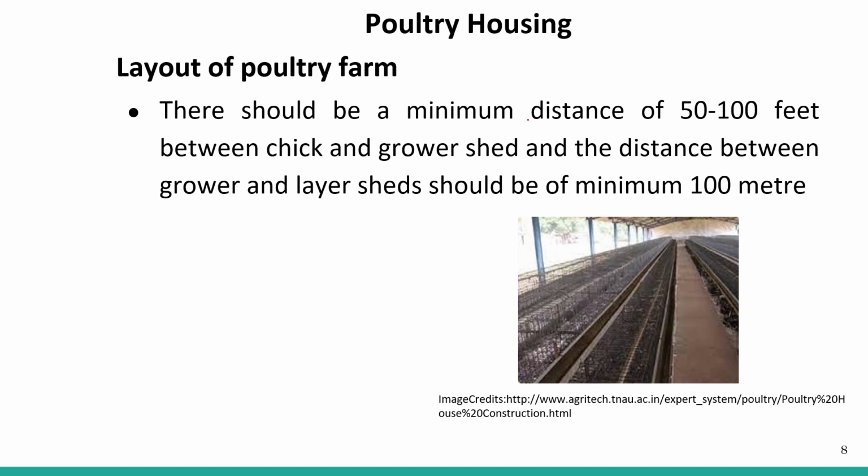There should be a minimum distance of 50 to 100 feet between the chick and grower shed. So this is very important, that we should maintain a distance between the chick and grower shed, and the distance between the grower and layer shed, that is minimum 100 meters. This is a very important point.